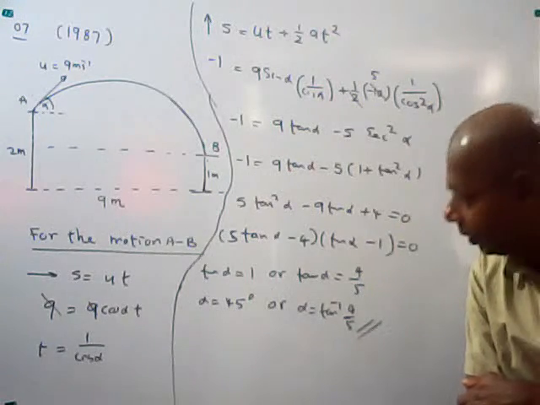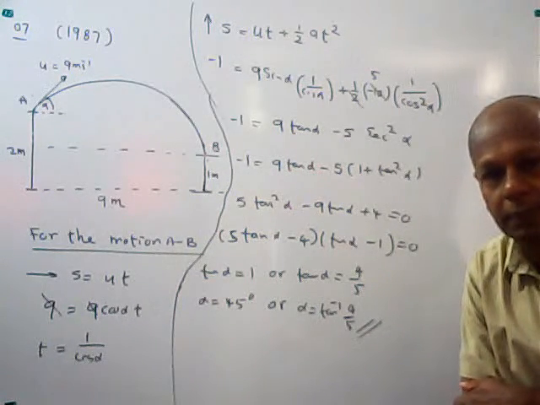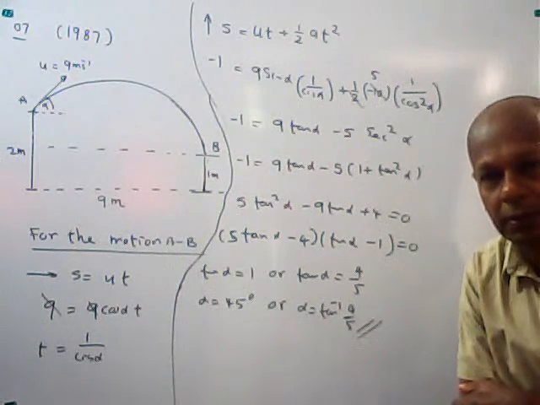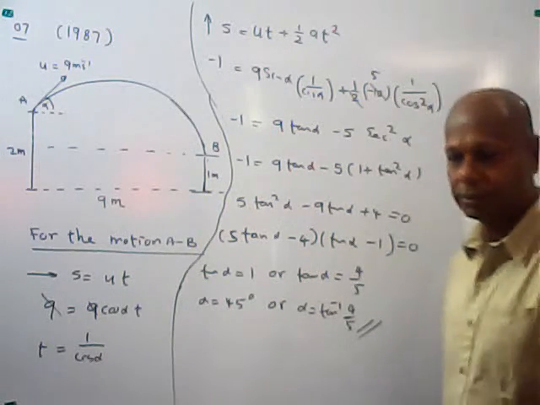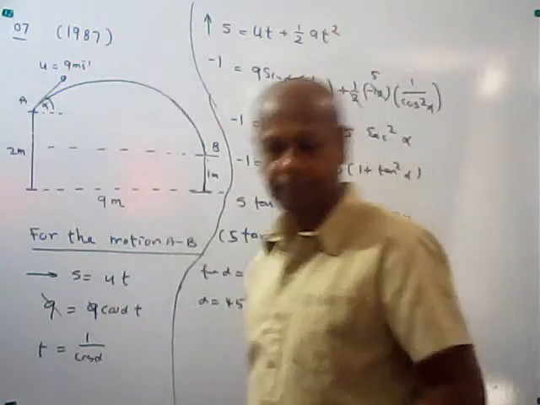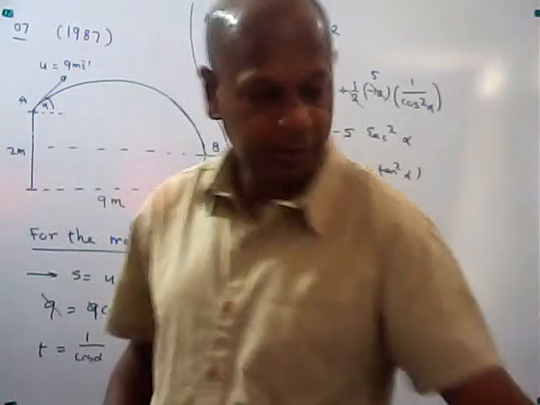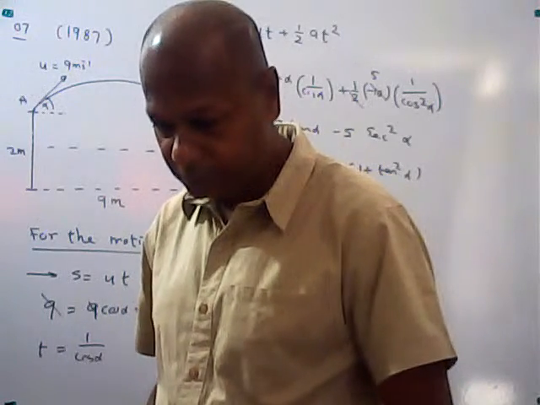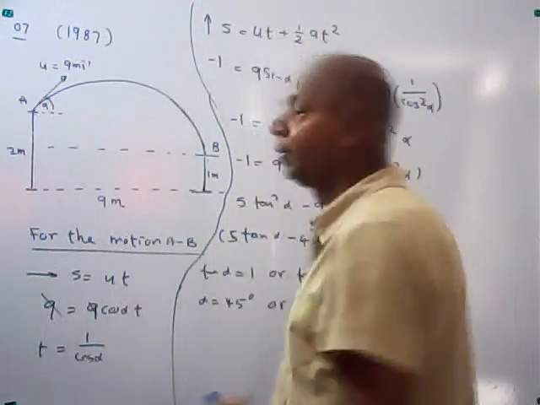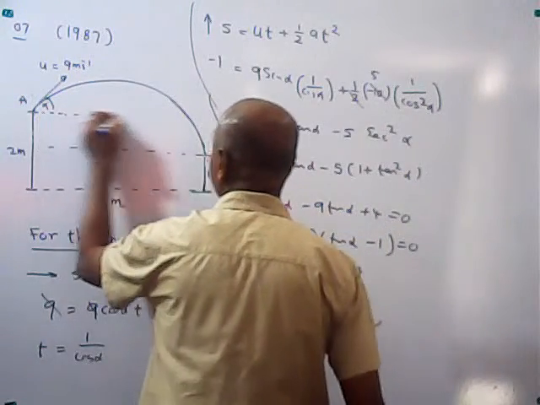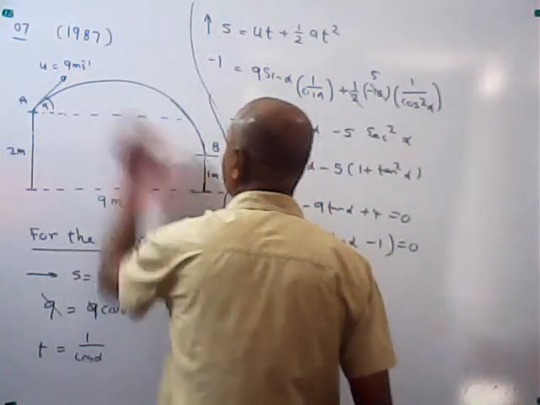This answer for the first part. Then there's another. You are asked to show that the particle cannot exceed a height 4.025 above the ground. That means if you find the maximum height h.